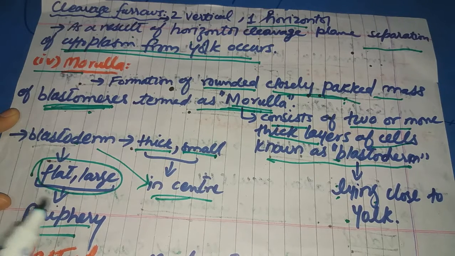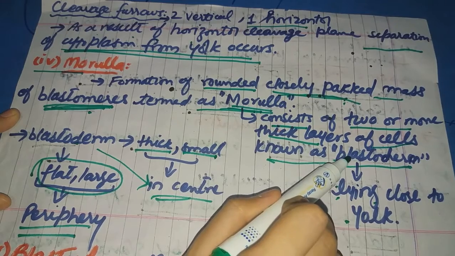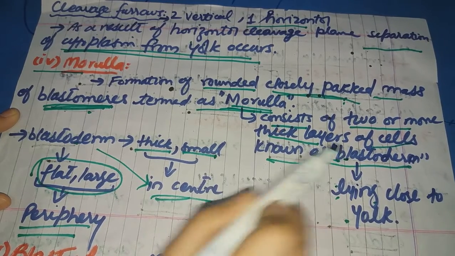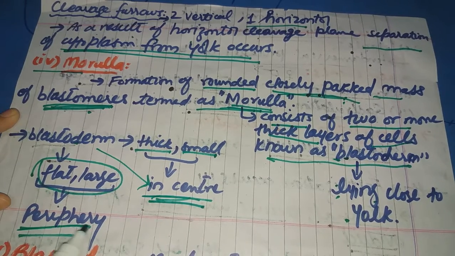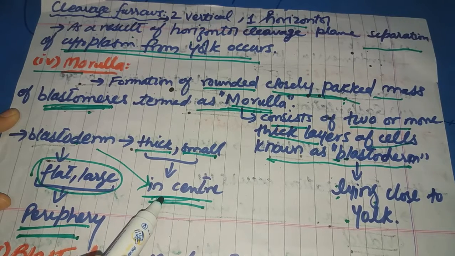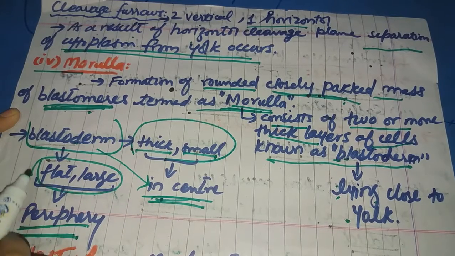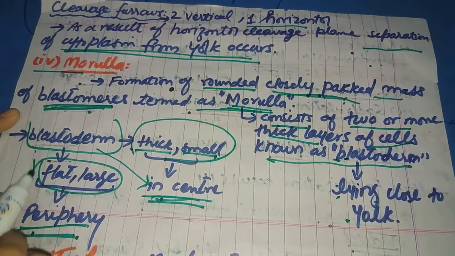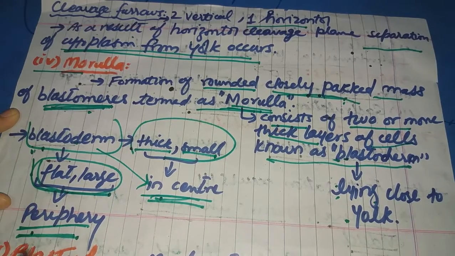In this we have seen that first morula formation occurs. Now this morula has a blastoderm, and this blastoderm has two types of cells, one type in the center and the other type in the peripheral area. The center of the blastoderm has thick and small cells, while its peripheral area contains flat and large cells. So the morula has blastoderm. In our next stage we will continue from this blastoderm term.